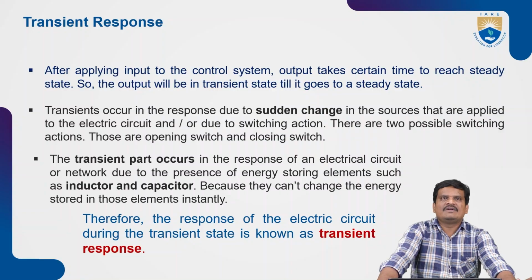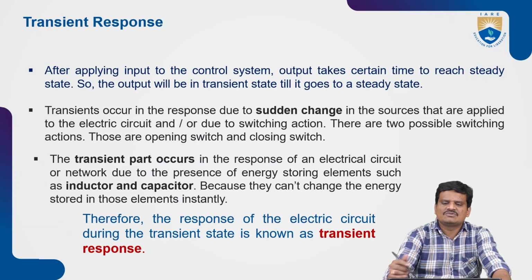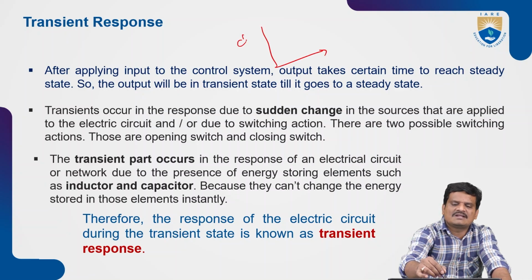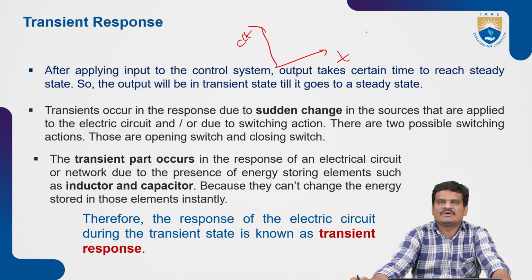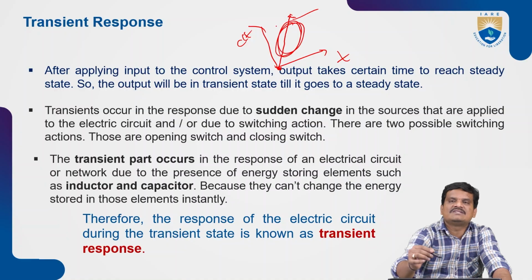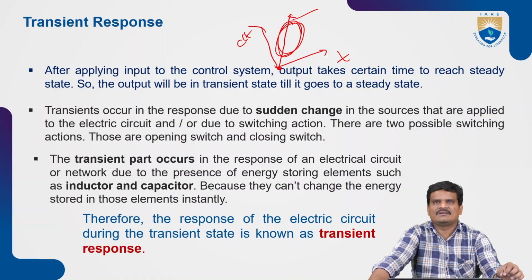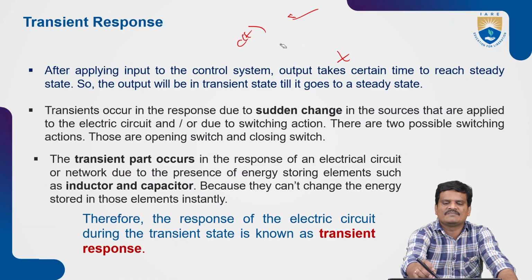Now I will define what the transient response is. After applying input to any type of control system, the output will take certain time to reach a steady state value. We have seen the graph earlier. Suppose this is my output, and I am taking the time as an input here. The output will not rise directly with respect to time. It will take certain time to reach the steady state value. The time taken to reach this particular steady state value is considered as a transient time, and that state is considered as a transient state, and the response obtained in that particular transient state is considered as a transient response.